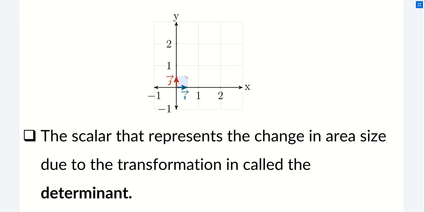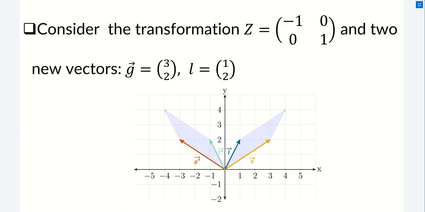Last week we saw that this is the determinant, the scalar that represents the change in area due to what? Transformation. So when you are transforming one vector to another vector, definitely you are going to change that area. That change in area is called the determinant, and we are going to see a practical scenario. So let's look at this. We saw these two last week.